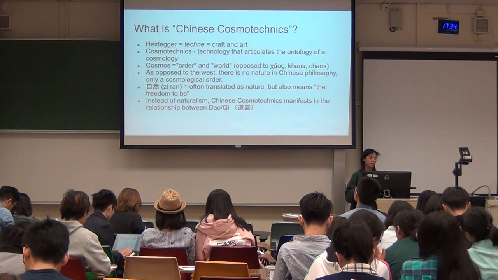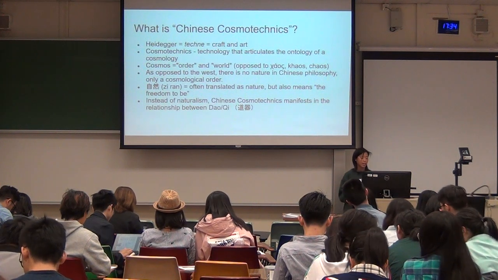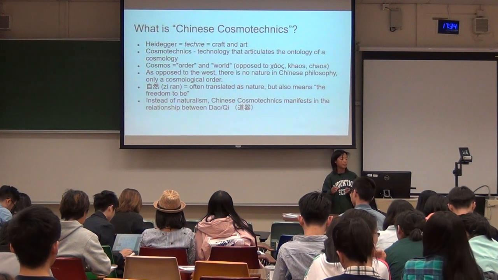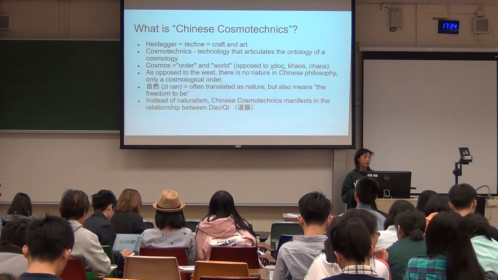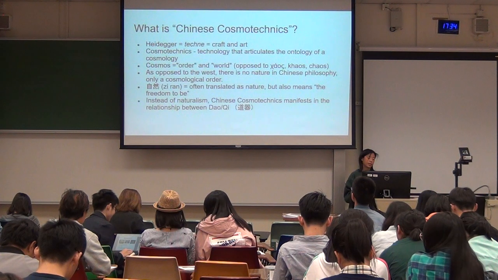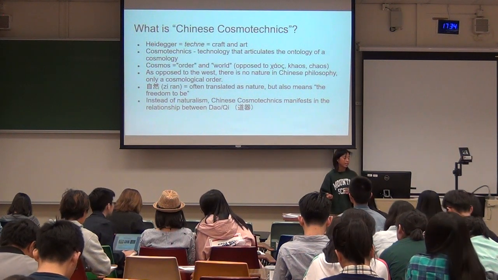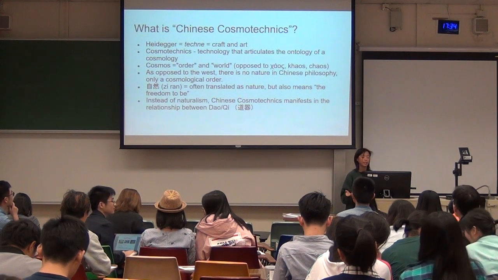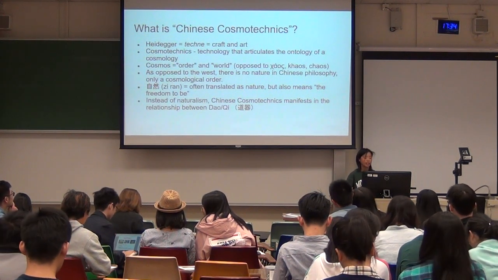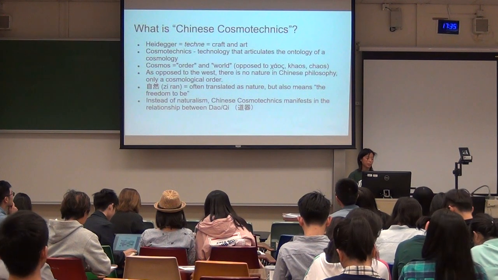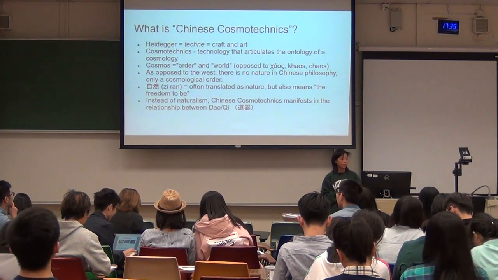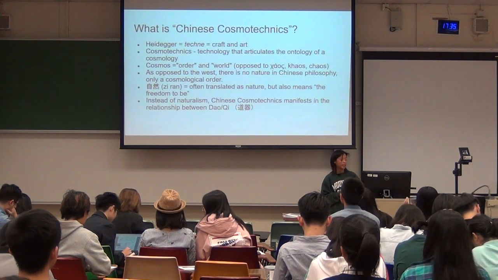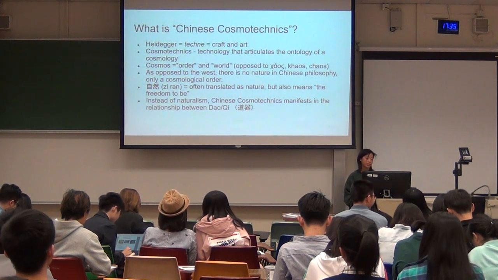As opposed to the West, there's no very clear concept of nature in Chinese philosophy that separates man from the universe. Yuk used the example of the notion of 自然, which is often translated as nature, but it also means the freedom to be. So instead of naturalism, Yuk claims that Chinese cosmotechnics manifests itself between Dao and Qi, which is a way.